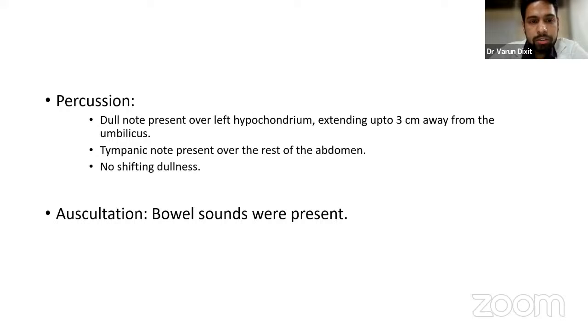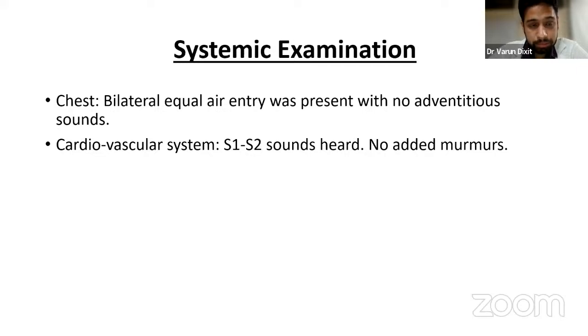On percussion, dull note was present over the left hypochondrium region, extending up to 3 centimeters away from the umbilicus. Tympanic note was present over the rest of the abdomen. No shifting dullness was found. On auscultation, bowel sounds were present. On systemic examination of the chest, bilateral equal air entry was present with no adventitious sounds. On cardiac examination, S1, S2 sounds were heard. No added murmurs were found or heard.